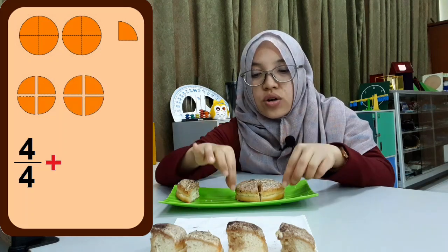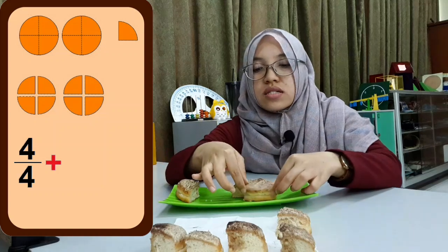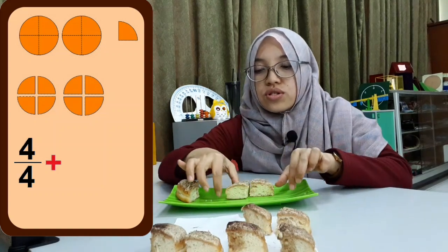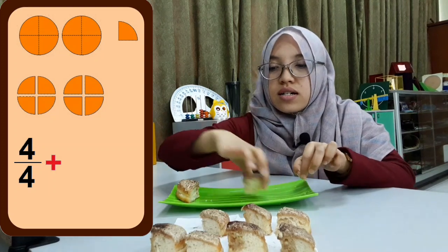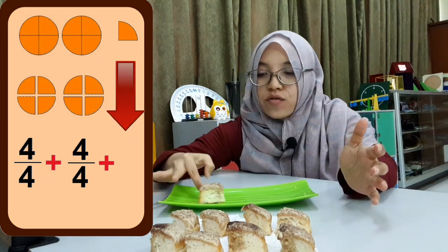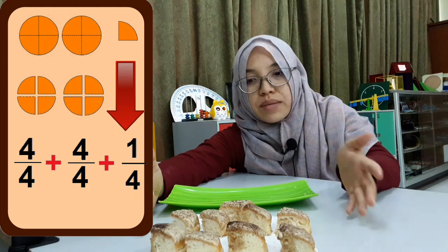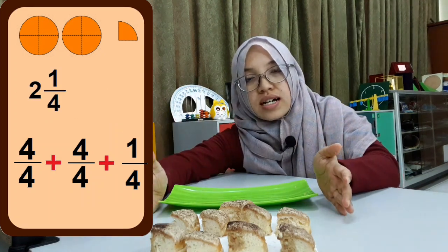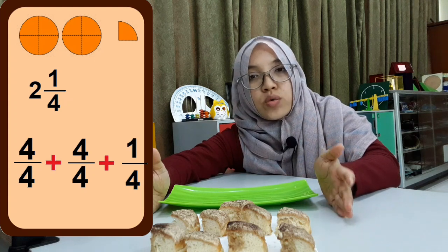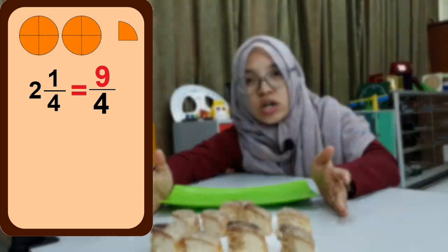I have another 1 whole. I cut it into 4 equal parts. 1, 2, 3, 4 for another whole donut. So in 2 wholes, I have 8 equal parts, 8 quarters. And I have one more quarter here. It is 9 quarters. So let me repeat. 2 and 1 quarter is a mixed number. When we convert it into an improper fraction, it is equal to 9 quarters.